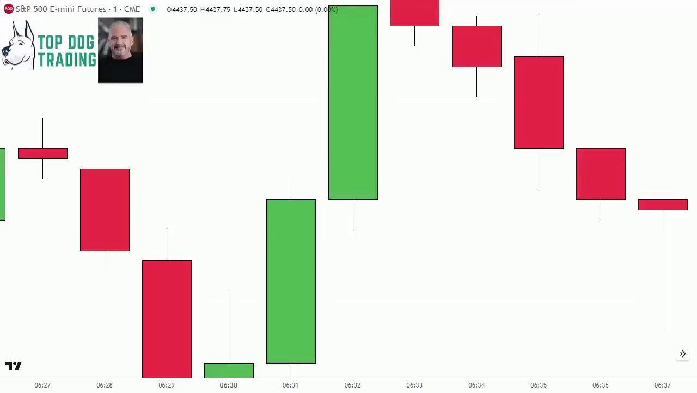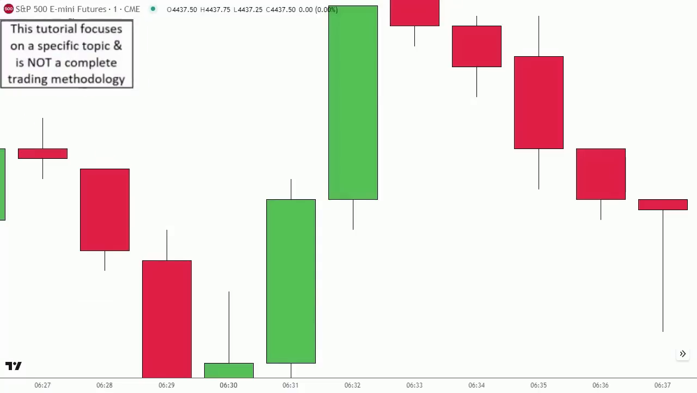Candlestick reversal pattern. There's really only one you need to know, and this is the master pattern. I'm going to share it with you and the three steps to making this work, meaning making money, and why it works. So let's jump right into it.